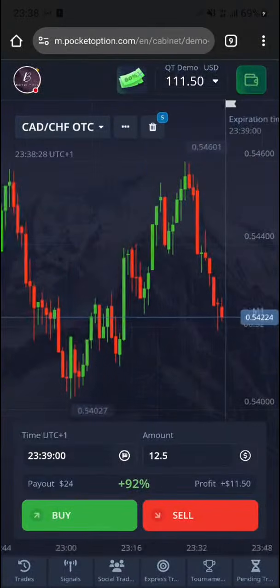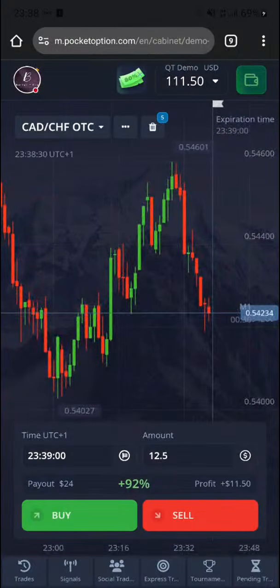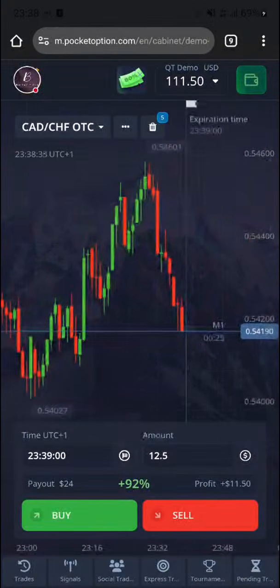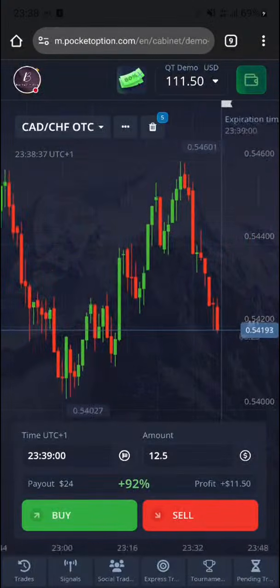Actually, looking for a very good trade takes a while. Yes, it takes a considerable amount of time to find a very good opportunity in the market.